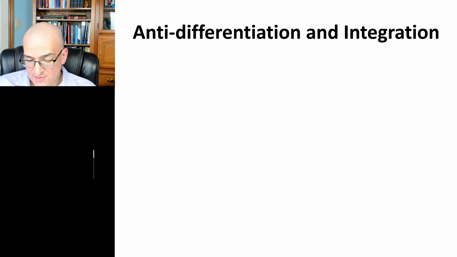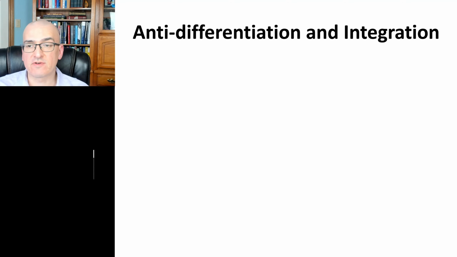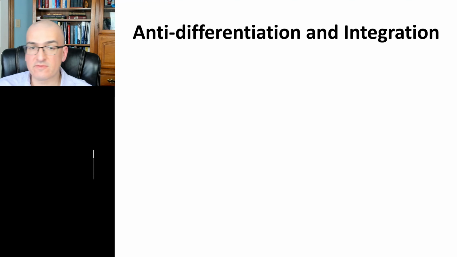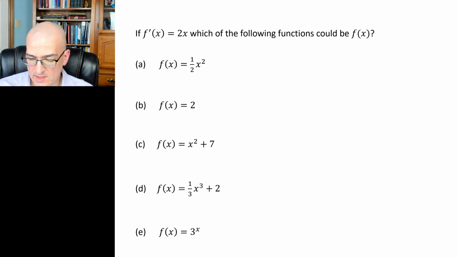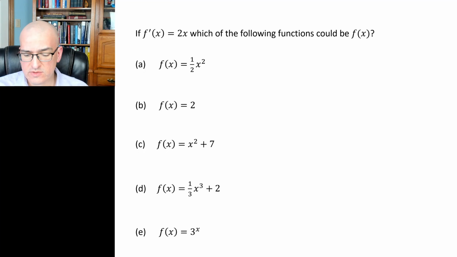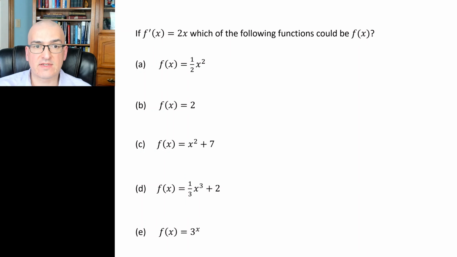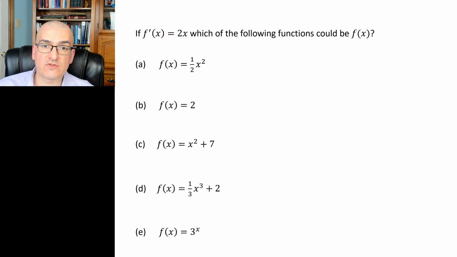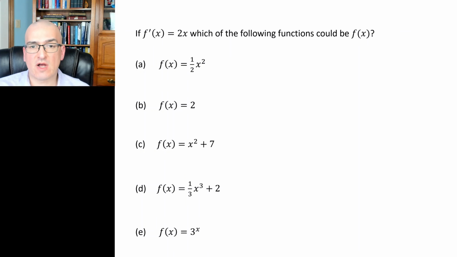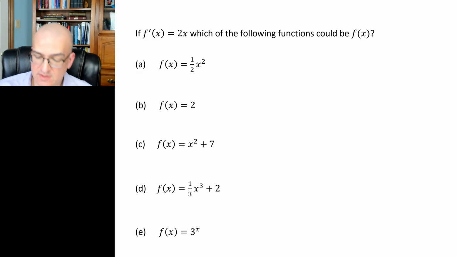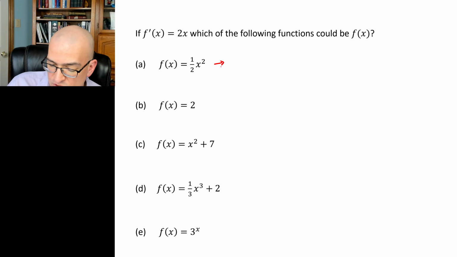Hey everyone, this video is about anti-differentiation, which is the opposite of taking a derivative, and the related concept of integration. I'm going to start with a weird looking question where we're told that f prime of x is equal to 2x and asked which of the following functions could be f of x. So we could solve this directly using brute force by taking the derivative of each of these options and finding what f prime is for each of them and seeing which one gives us 2x.